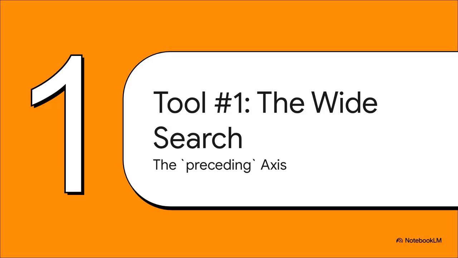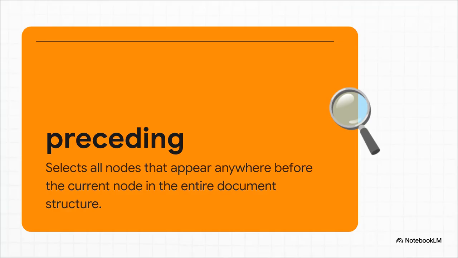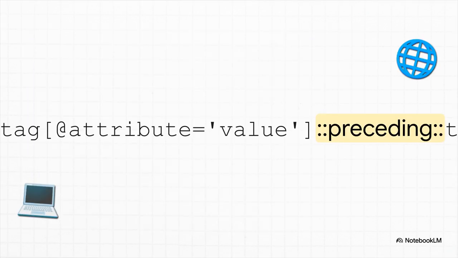Okay, so let's break down tool number one. I like to call this one the wide search. We're talking about the preceding axis. So what is preceding? Well, it pretty much does what it says on the tin. It selects all nodes that show up before your current node, anywhere in the entire document. Think of it like casting a giant fishing net. It doesn't care about parents or siblings or any family tree stuff. If it came before your node, boom, it's in the net. And the syntax? Super simple. You find your starting element, then you just add /preceding:: and then whatever tag you're looking for.